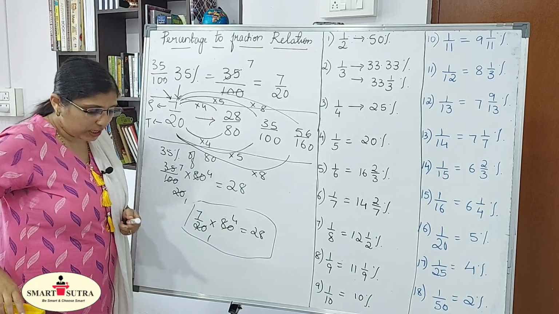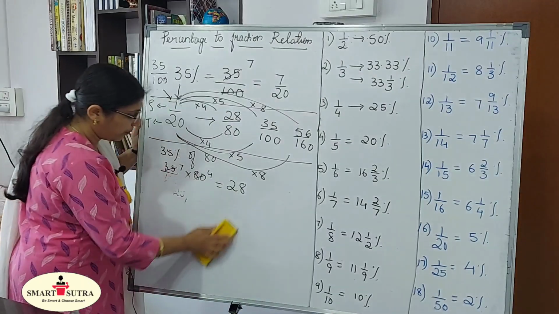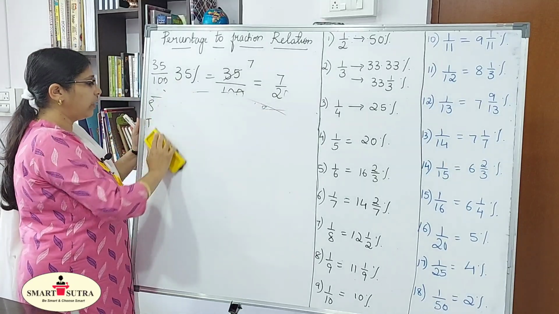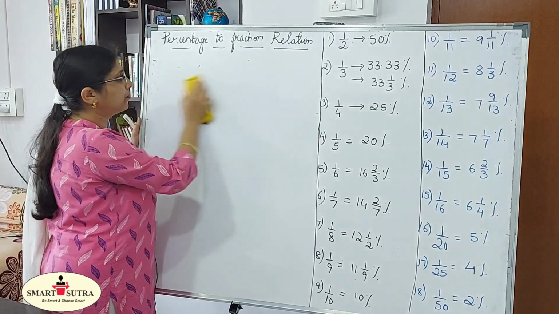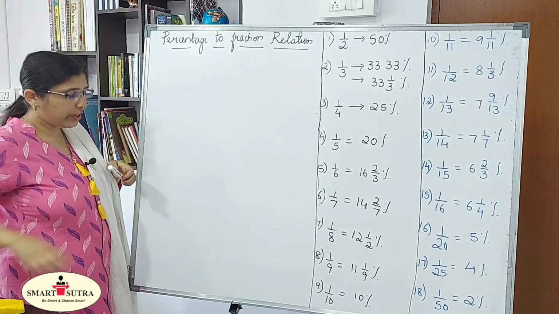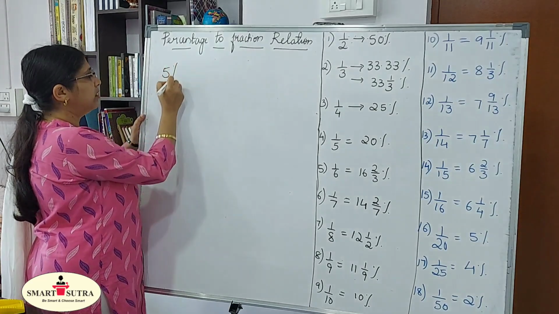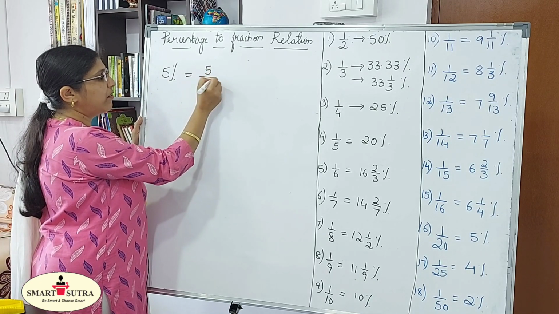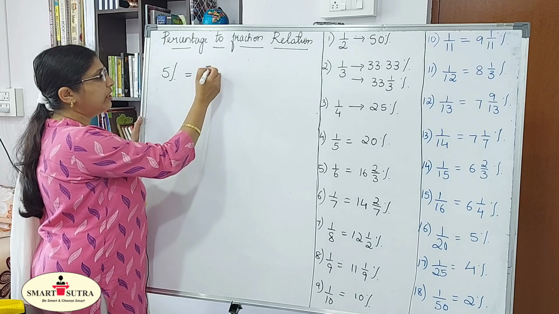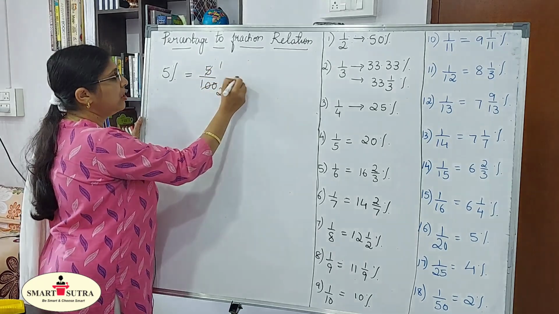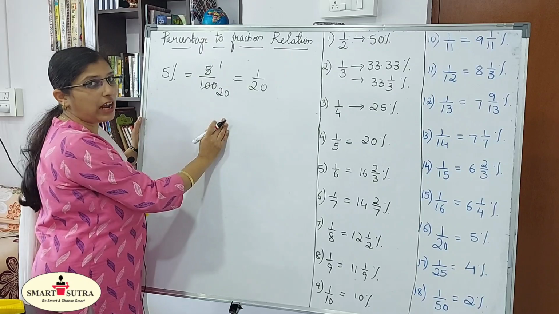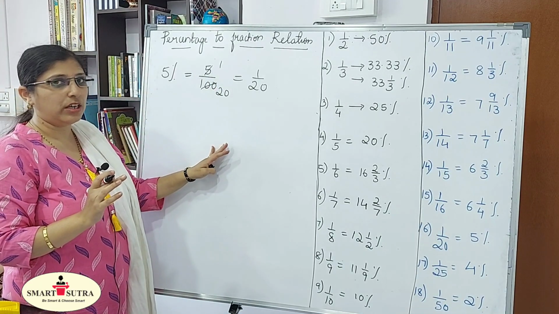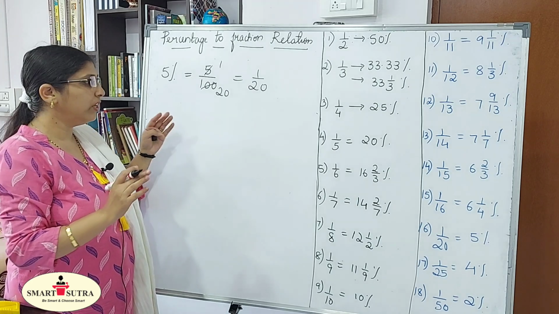One more small example I will take and then you will understand it in a better way. What is 5% in its simplest form, in fraction form? 5% is written as 5 by 100, we know this. Now simplify it: 5 1s are 5, 5 20s are 100. So 1 by 20 is the simplest fraction form of 5%. If we remember that 5% is 1 by 20, we can solve any difficult problem easily.